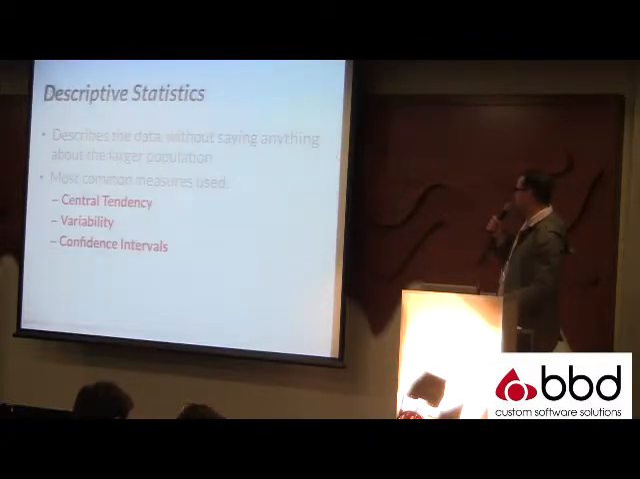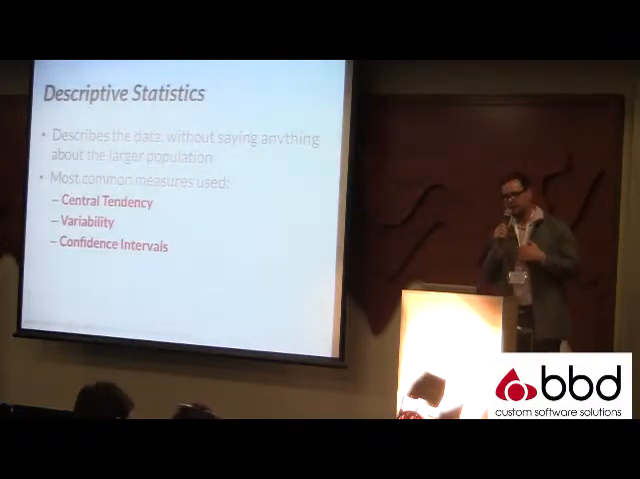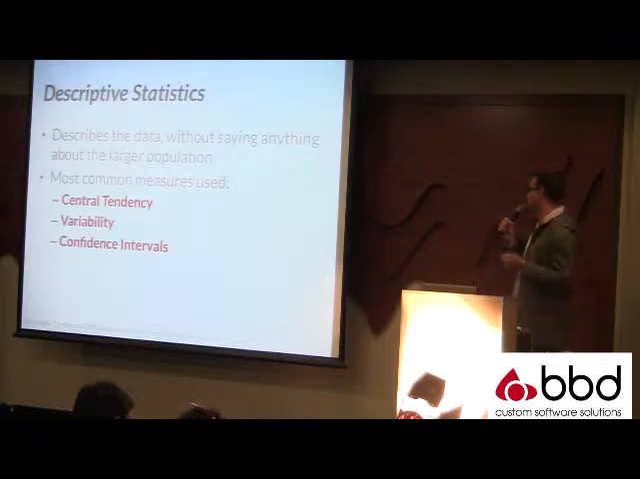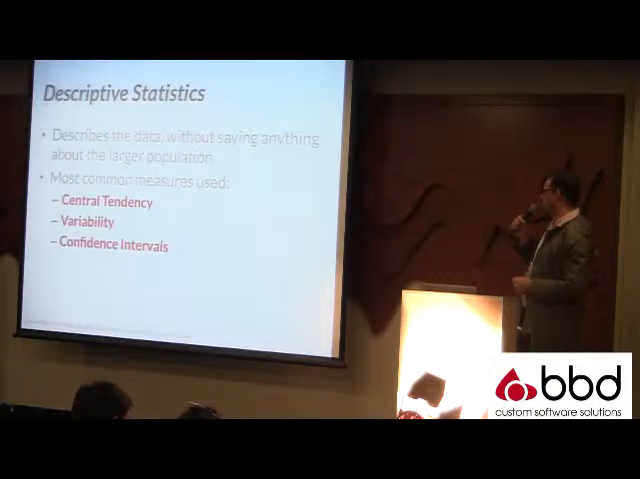Now these all form the groundwork for descriptive stats, which are going to be the outcome of these metrics. So the statistics describe the data without saying anything about the larger population, and some of the most common measures that we'll be looking at are central tendency, variability, and confidence intervals. 3 quick slides and then we're done with the data.